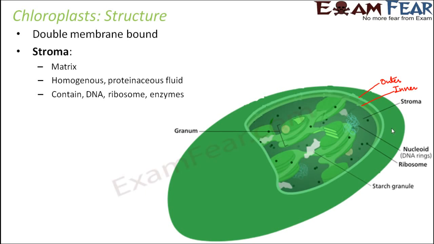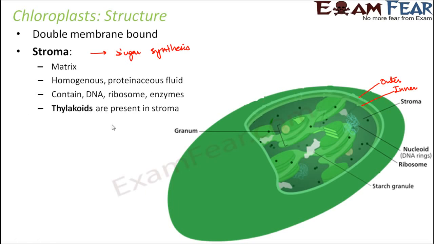Now stroma is the place where all the enzymatic reactions take place. In fact, the synthesis of sugar also takes place in stroma. When I say synthesis of sugar, from the equation of photosynthesis, you remember reduction of carbon dioxide to form sugar. So that part of photosynthesis will take place in stroma. So we can say stroma is the place where sugar synthesis happens. When I say sugar synthesis, I mean reduction of carbon dioxide to glucose.